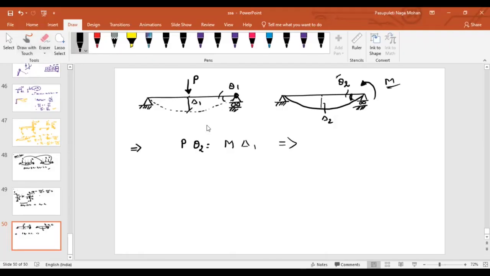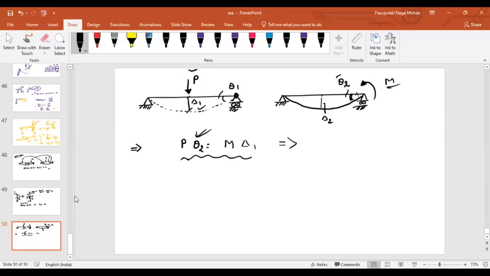This can be useful when, just like we forgot, I apply a moment and you don't know what rotation you get here. But if you know this case, P and delta, then in the same way, for a simply supported beam subjected to a central point load, the deflection is WL cubed by 48EI. Now, if you have some moment and you don't know how to get the rotation, you can simply apply this equation and get the value of rotation too.